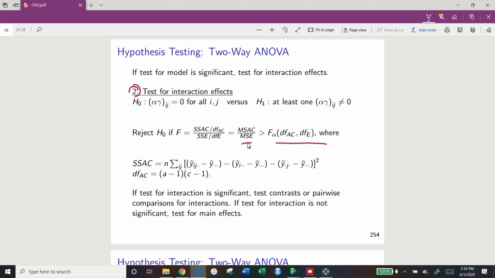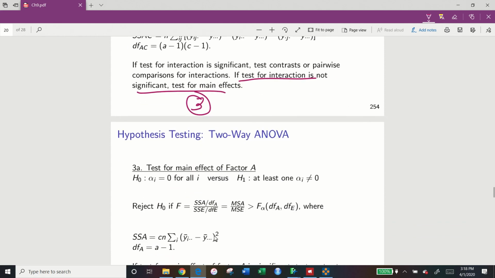And if our test for interactions is significant, we perform the test for contrast or pairwise comparisons for our interactions. If our test for interactions is not significant, then we move on to step 3, which is testing for our main effects.